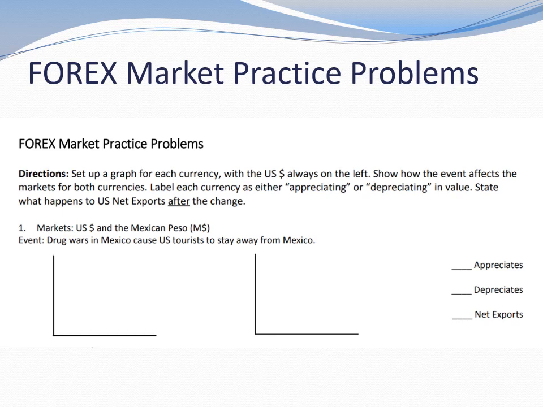And lastly, state what has happened to U.S. net exports after that change. So as a result of that change in the value of those currencies, what has happened to U.S. net exports? So the first market, we've got the US dollar and the Mexican peso. The Mexican peso also uses the same symbol as the US dollar, so you'll want to differentiate those and label US and then the dollar sign and then the M and the dollar sign.